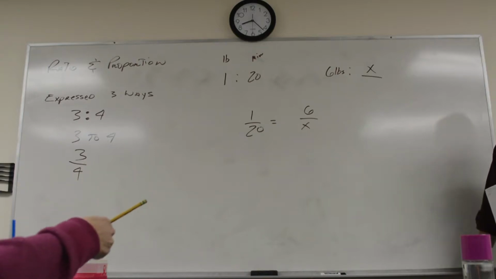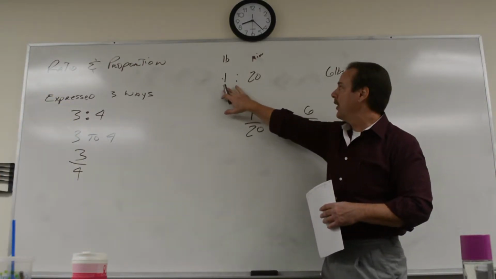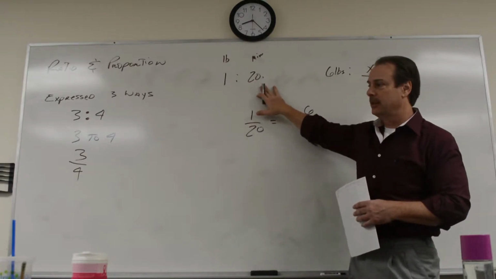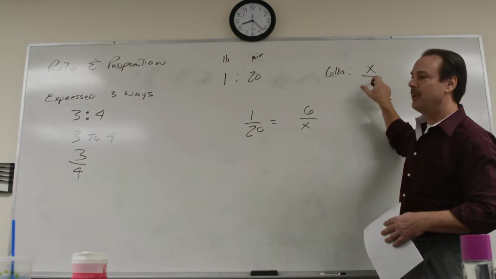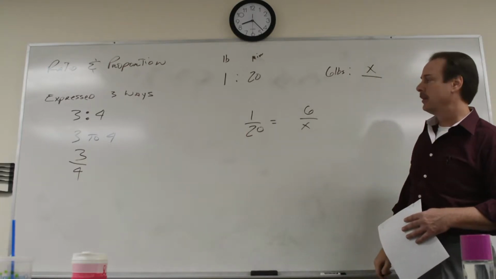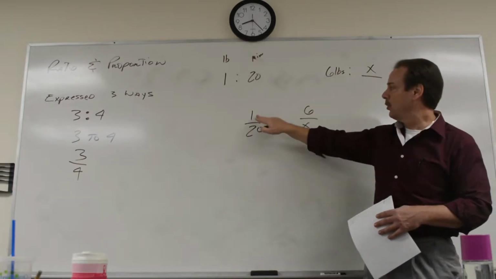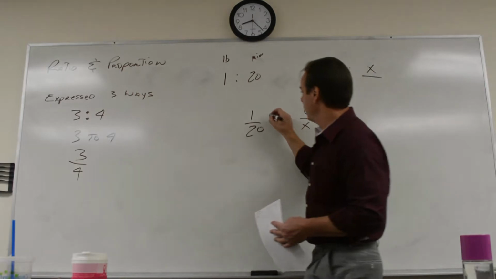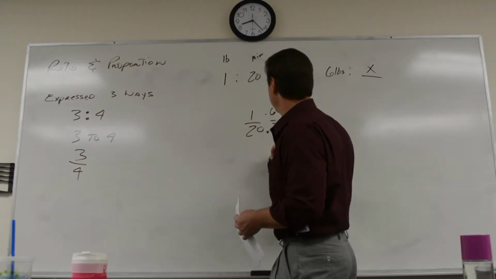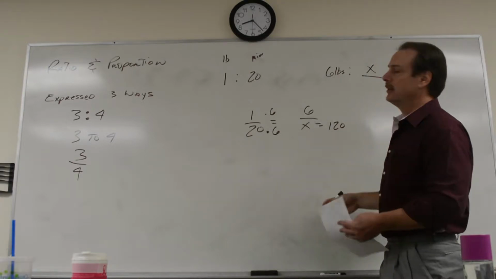Here's our ratio: for every 1 pound, it's 20 minutes. Over here, we know we have a 6-pound roast. We want to know how long we have to cook this roast. So let's look at our numerator. What do we have to multiply 1 by to get to 6? 6, right? So we multiply this by 6 as well. So x is going to equal 120 minutes.